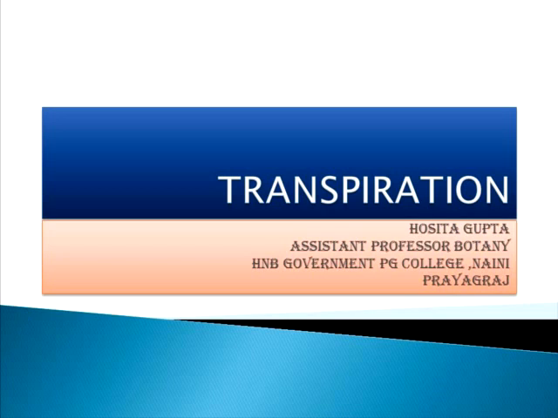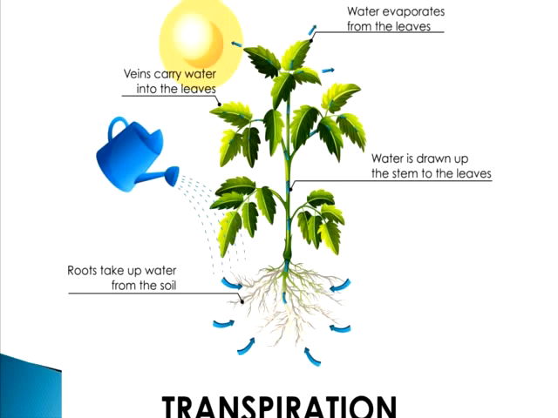So transpiration is the loss of water in the form of vapors from the living tissues of aerial parts of the plant. Only a small fraction of water, generally less than 5%, is utilized in plant development and metabolic processes.